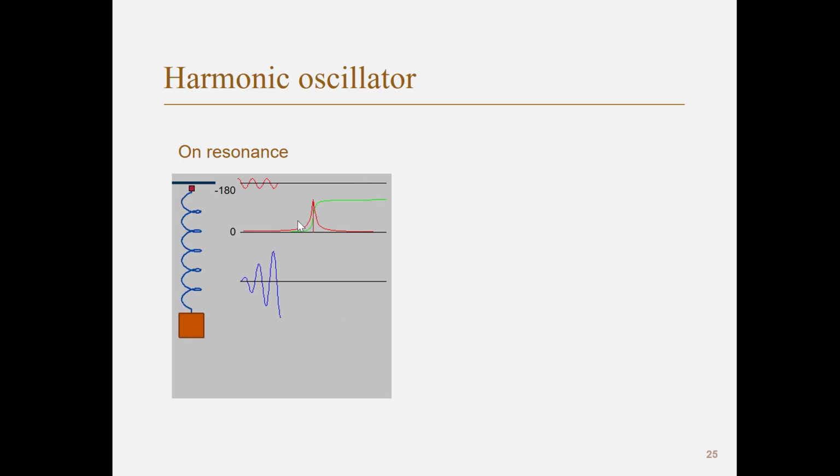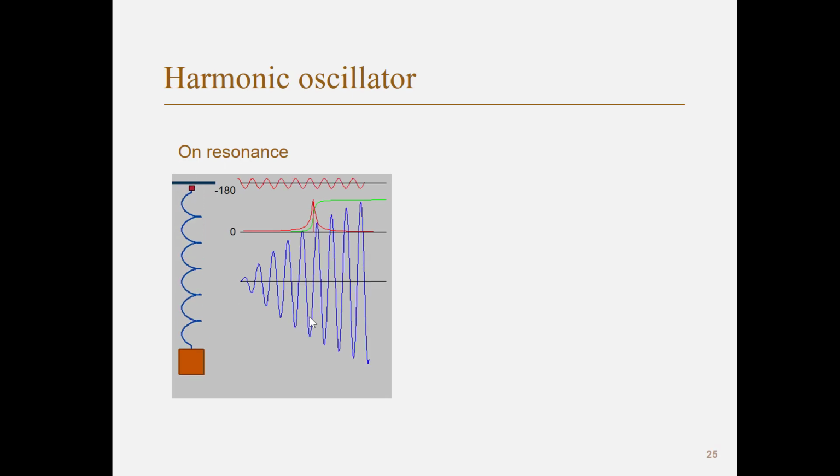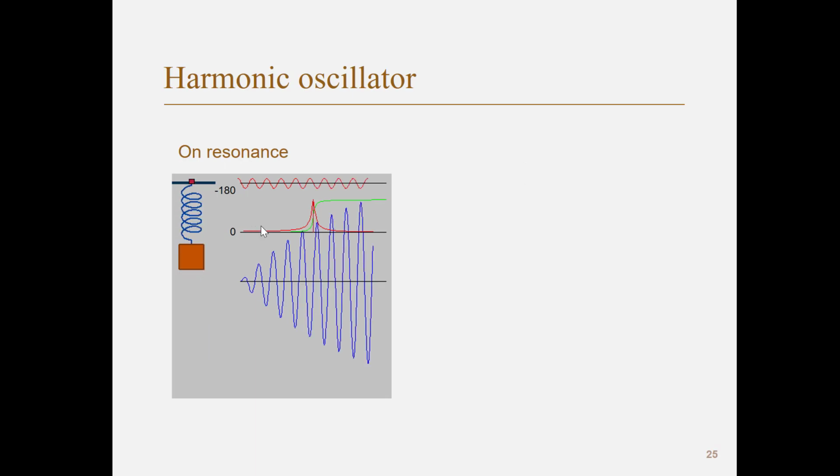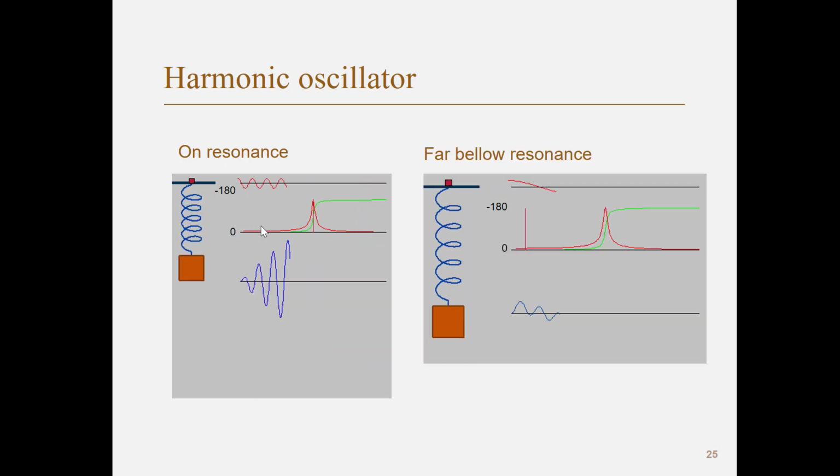And if we now go on resonance, that means that the weight will oscillate faster and faster with higher and higher amplitude. So we will get a very high amplitude for our emission. Okay, so let's now move and go far below, so we're at a much lower frequency.